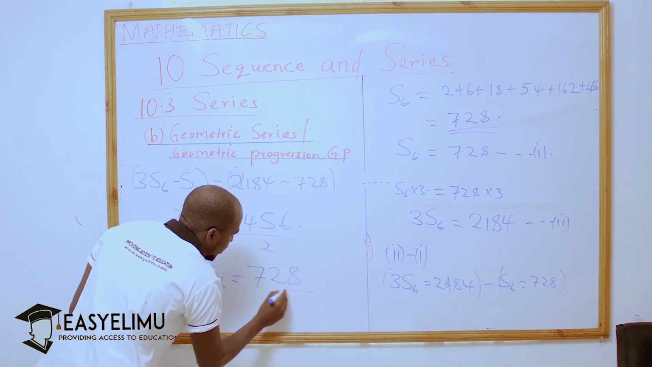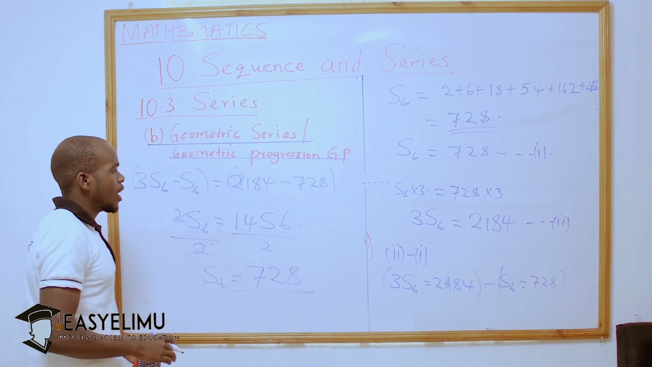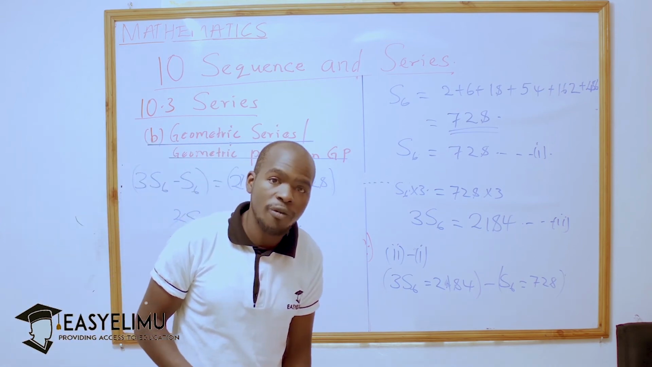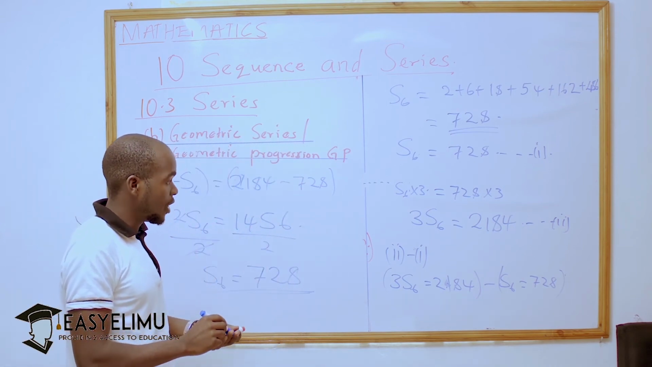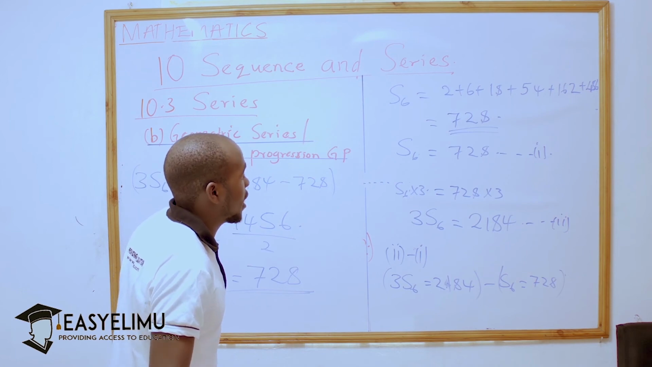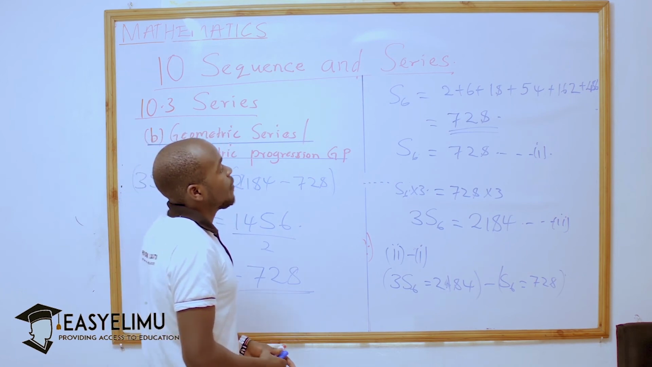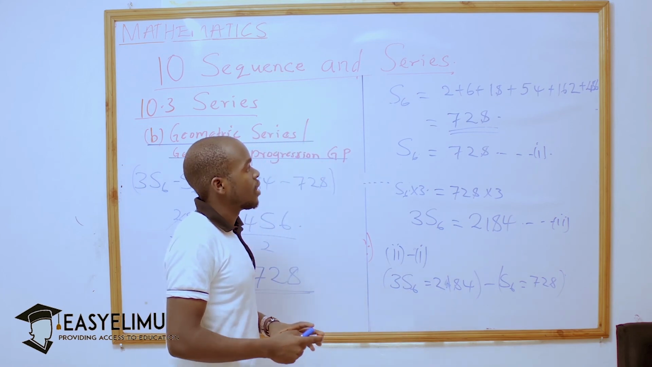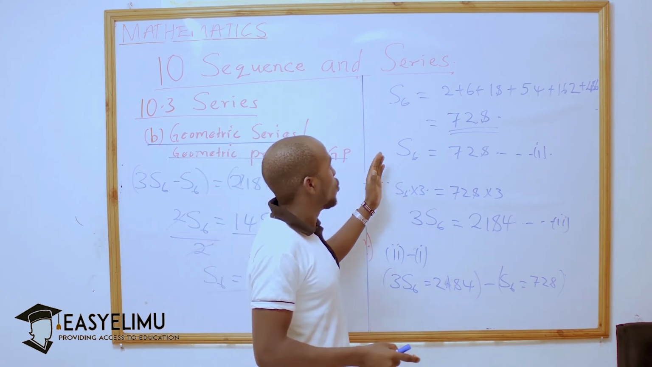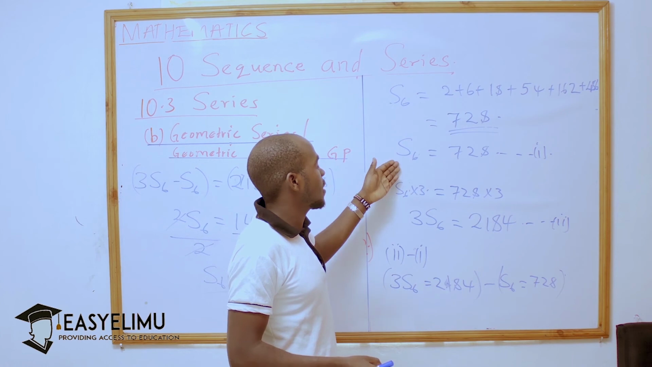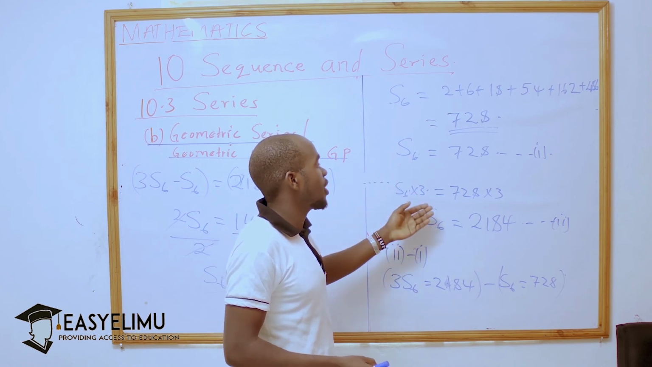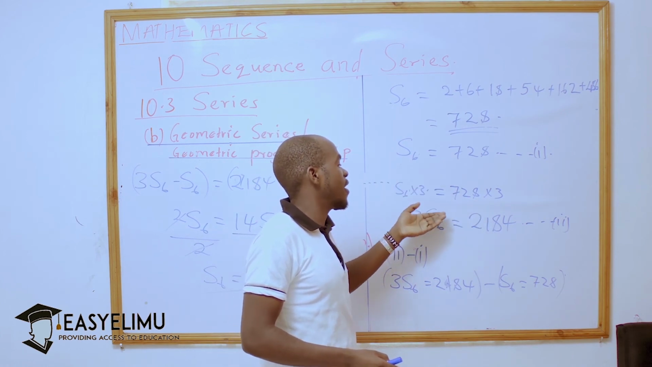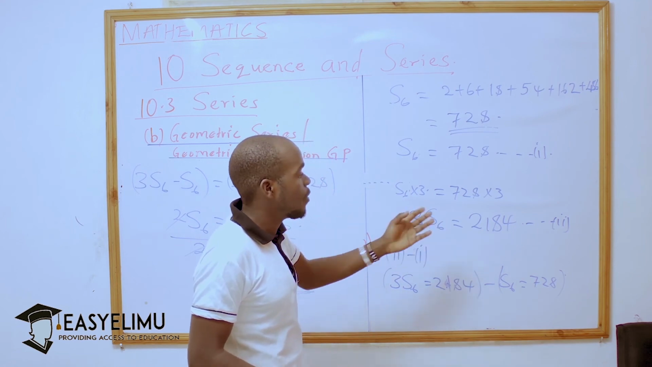So we have seen it is just similar. What only changes is the method of finding it, and the way we have found it is what has mattered. We first found S6, and we found that S6 was giving us that value. If we take S6 and multiply by the common ratio, we shall find that it gives us 2184.